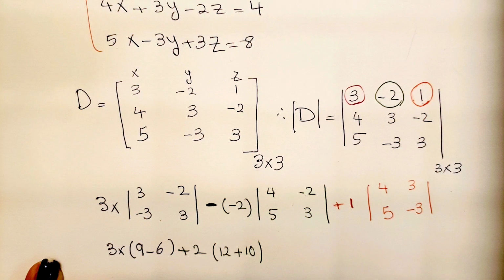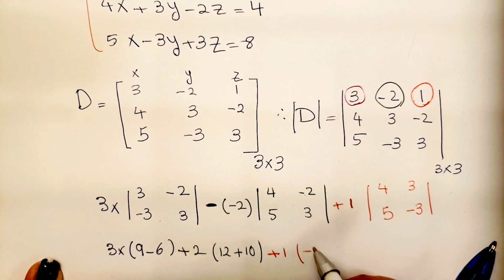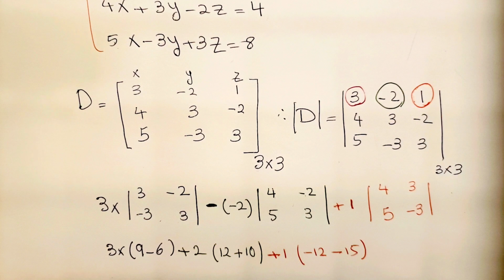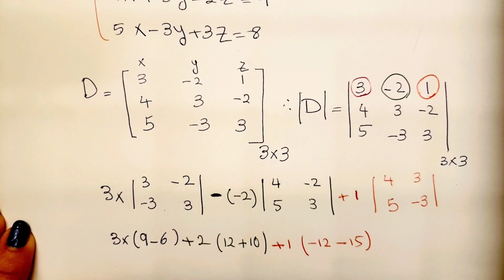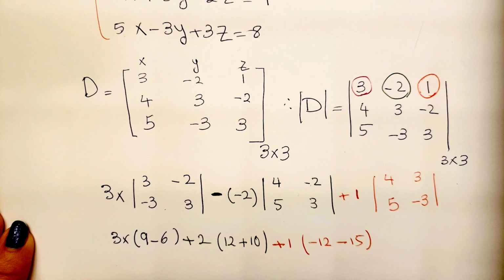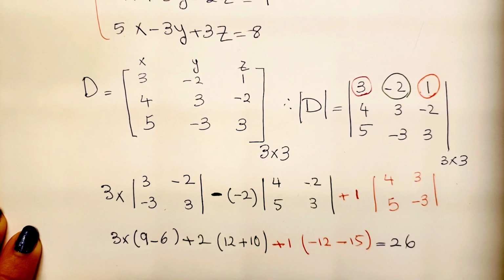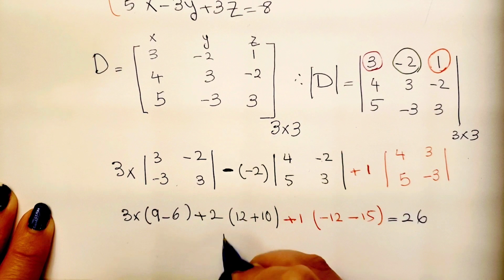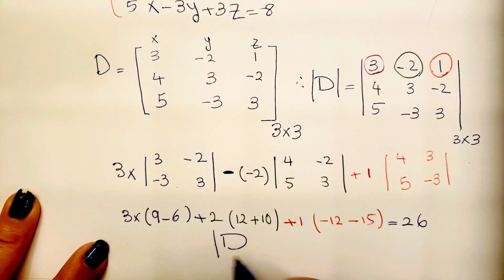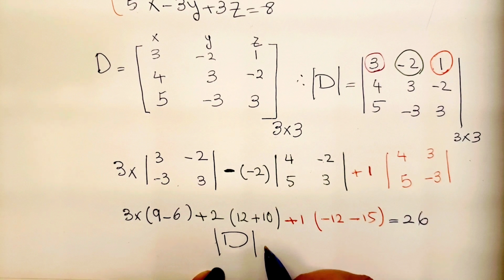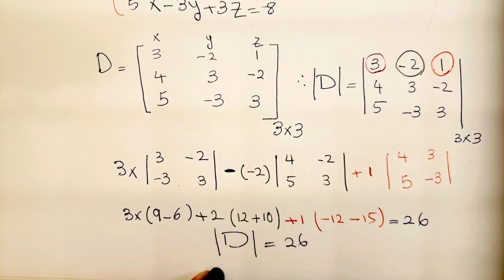I change it into positive. Then the third one would be 4 times -3, which is -12, minus 5 times 3, that is -15. So if I add all these together, the final answer would be 26. So D, which is the determinant of the coefficients, is 26.